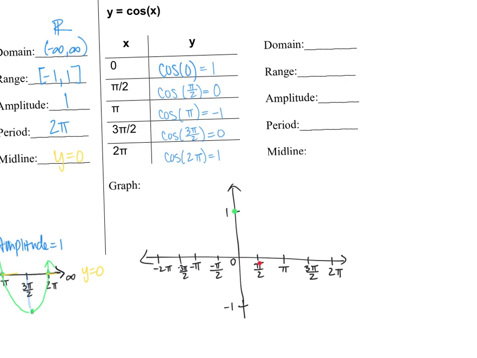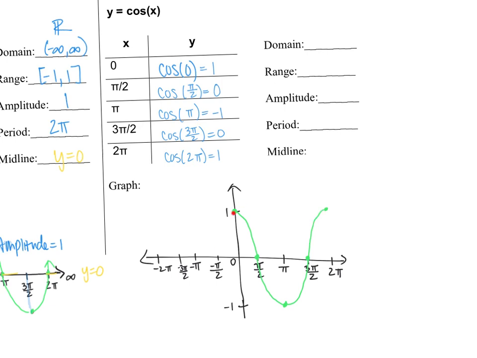So pi over 2 is 0. So I'm on the x-axis now. And then at pi, it's at -1. And then at 3 pi over 2, it's at 0. And then at 2 pi, it's back to 1. So this shape's a little bit different. But for cosine, it's also a curved shape. So it curves down, curves towards the bottom, curves back up.